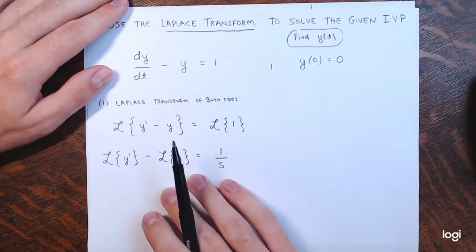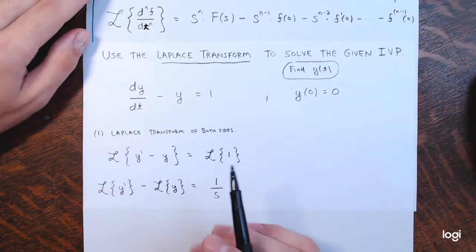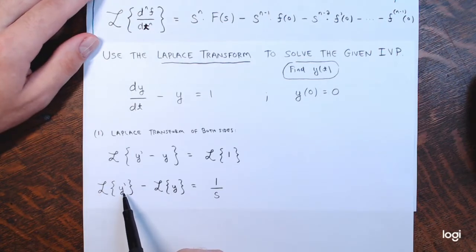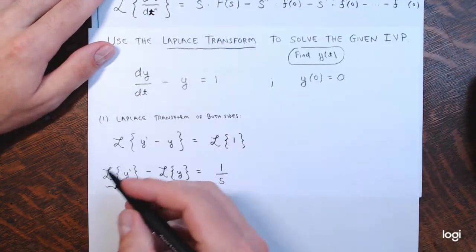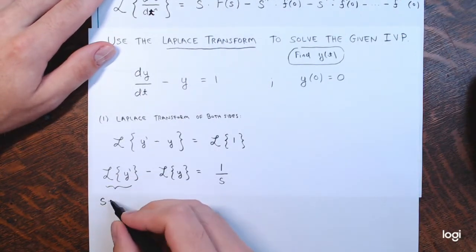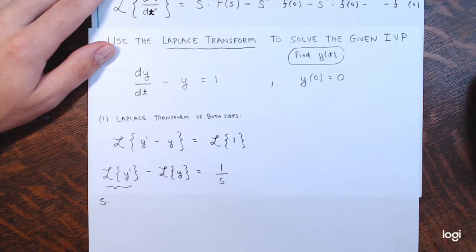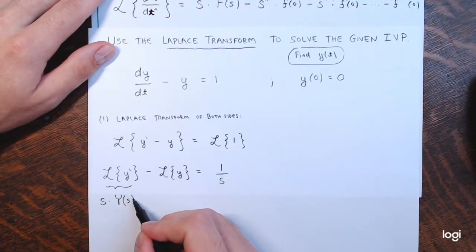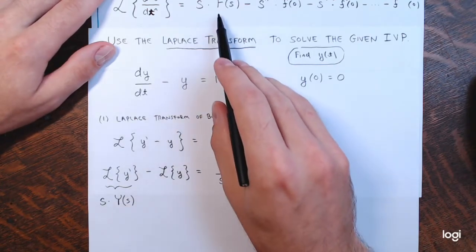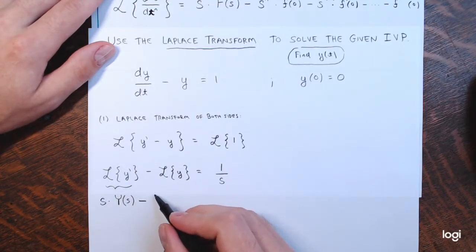And then I had the little formula for the derivative earlier. Now, instead of f, it's y. So the Laplace transform of the first derivative of y would be s times, and then, instead of capital F, I'm going to use capital Y for the Laplace transform of little y. It's kind of a common convention. So s times Y of s, and then minus s to the 0 times y of 0.